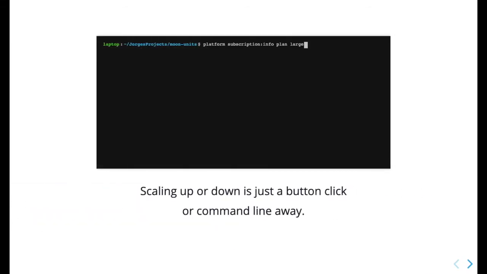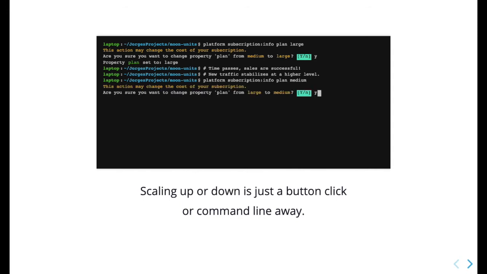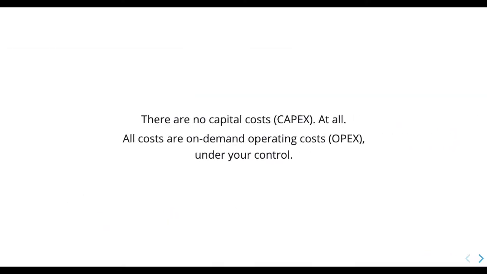You can then change the size of your plan with a single command when you expect demand will be high. And after your big sale, return to a smaller plan in the same way. All costs are on-demand operating costs, completely under your control.